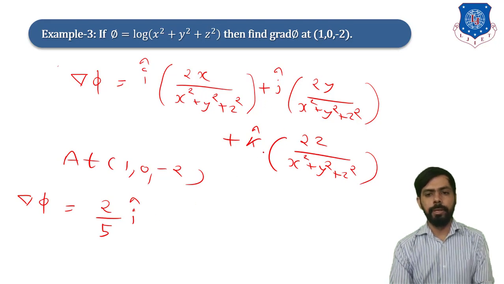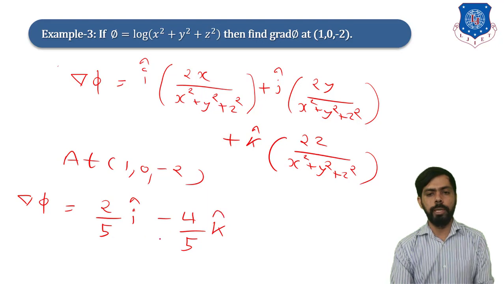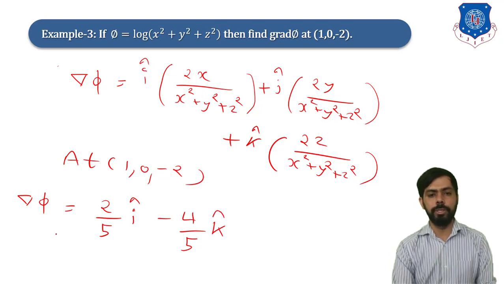Then 2 into z, so here the value of z is minus 2, so 2 into minus 2 will be minus 4, divided by 1 square plus 0 square plus minus 2 whole square, which is 5. So it will be minus 4 by 5 into k cap. So this is our final answer of example 3.